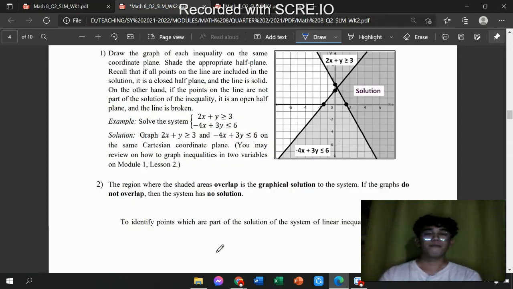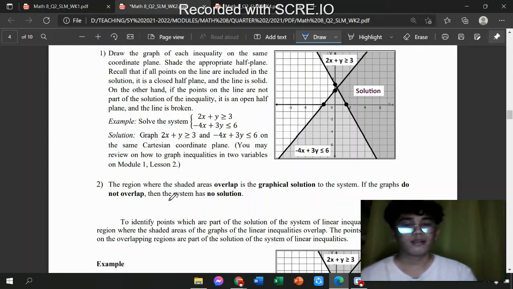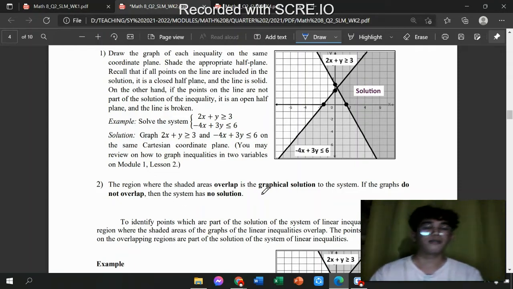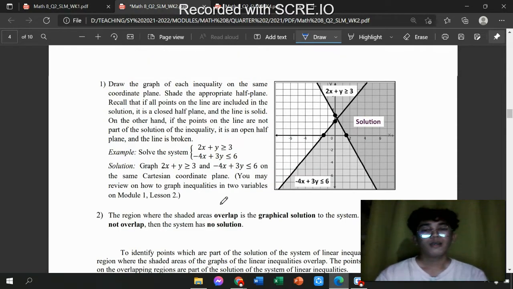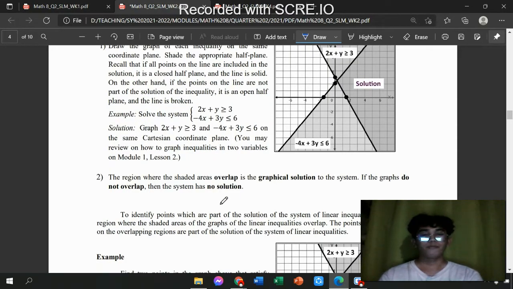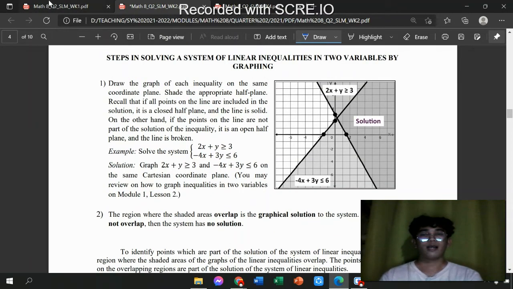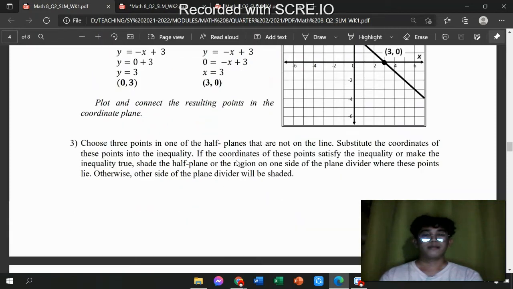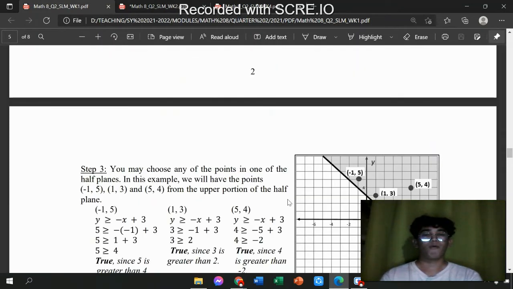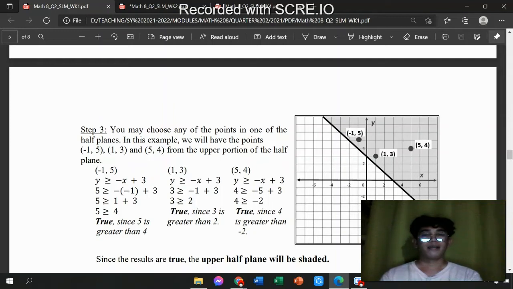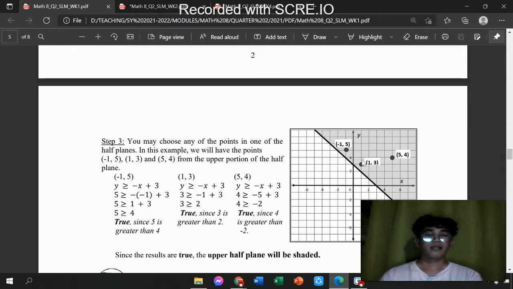Then step 2. The region where the shaded areas overlap is the graphical solution to the system. If the graphs do not overlap, then the system has no solution. So ato na siyang i-shade. Di ba? Nakat-onan na nato sa lesson 1, sa module 1 kung unsay dapat shadean. So ang dapat nato shadean kung asa nga half plane nga ma-true ang answer sa tanang inequalities.